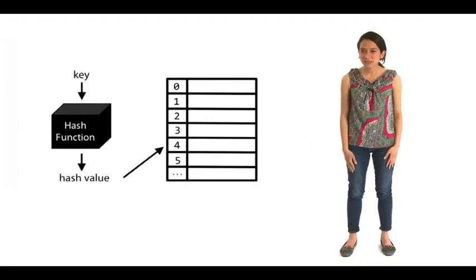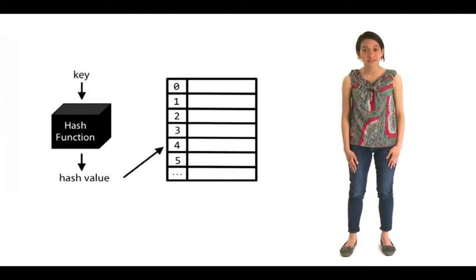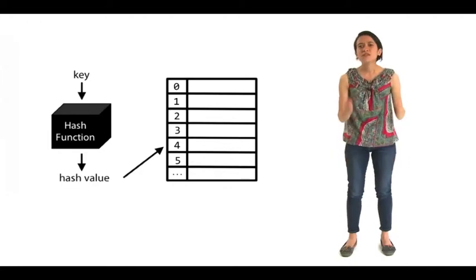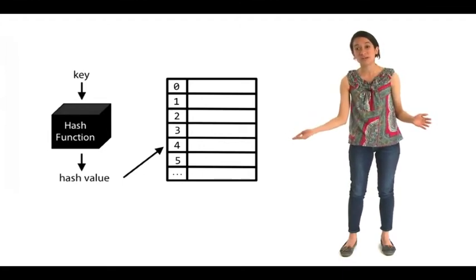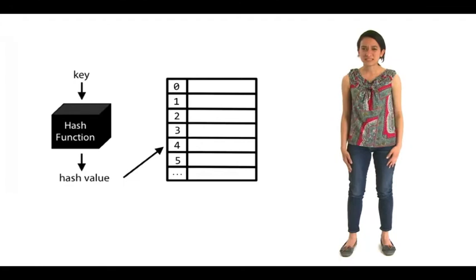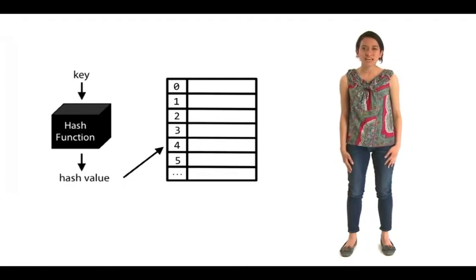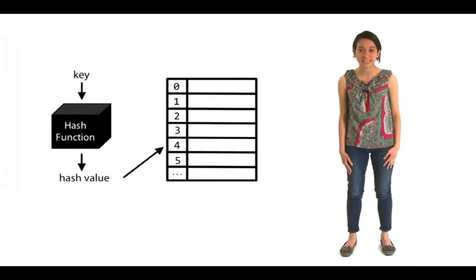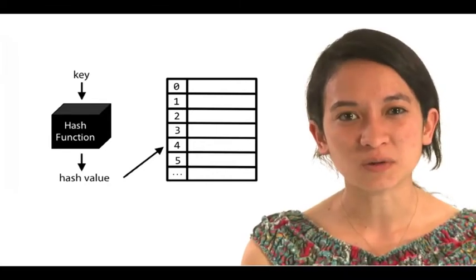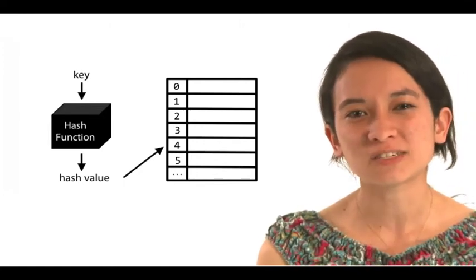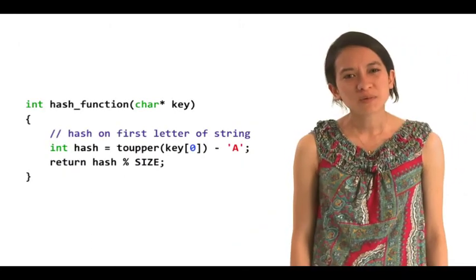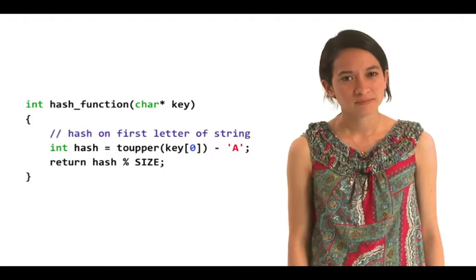You'd initially use the hash function to determine where in the hash table to store a given key. Later, you'd use the same hash function to determine where in the hash table to search for a given key. For this reason, it's crucial that a hash function behaves consistently and outputs the same hash value for identical keys. Note that hash tables can be used to store data of all types, but to simplify things, we'll focus on strings for now. Here's a simple hash function for strings.